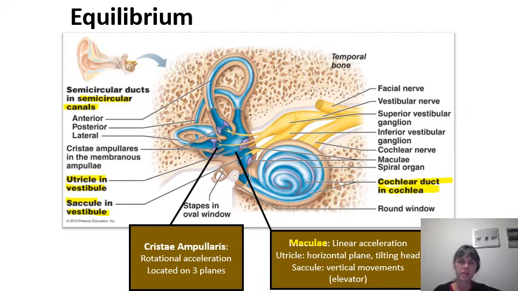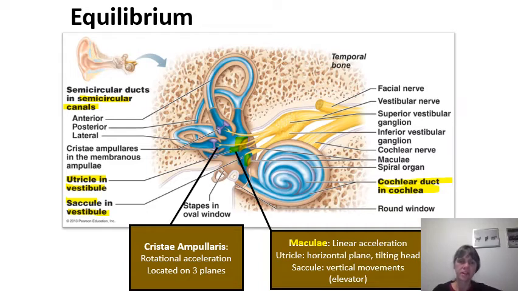So those areas, the utricle and the saccule, again, are located in the vestibule. This area is the utricle. You can see that purple spot, and this area is the saccule. You can see that little purple spot too.